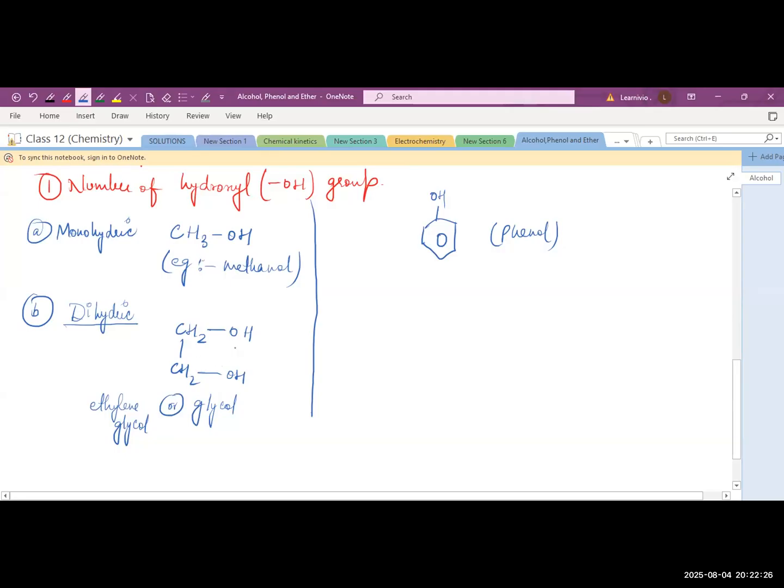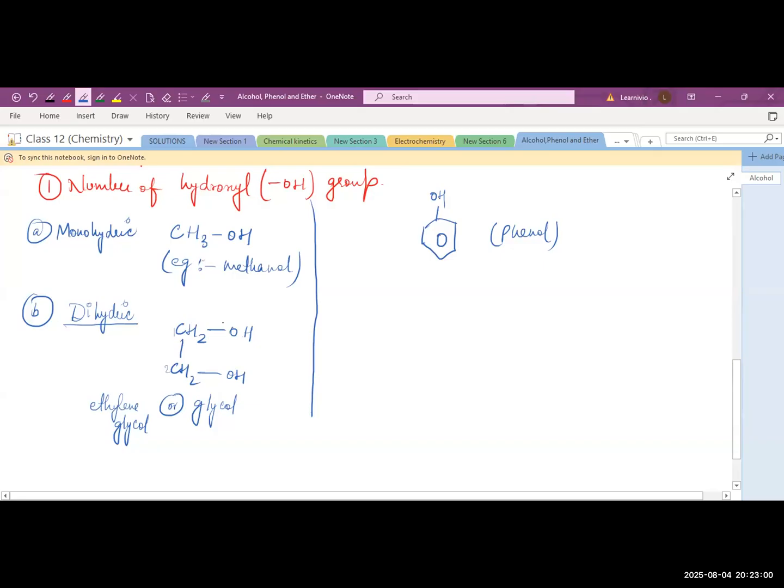For the IUPAC nomenclature, I will discuss again how to name this type of compound like alcohols, phenols, and ethers, but here I just want to discuss it briefly. This is two carbons, so this is your parent chain, 1 and 2. So how will you write its IUPAC name? On the first position and the second position there are OH groups, so 1,2-diol. There are two ols.